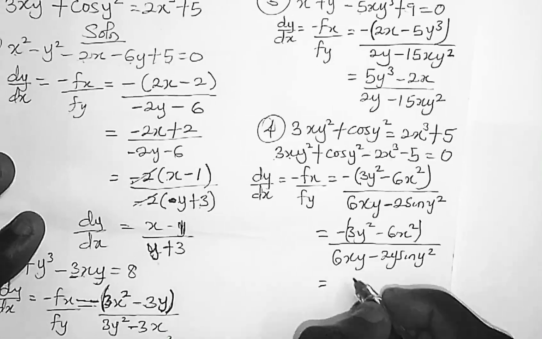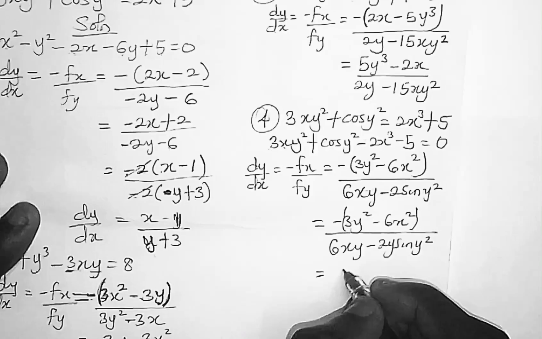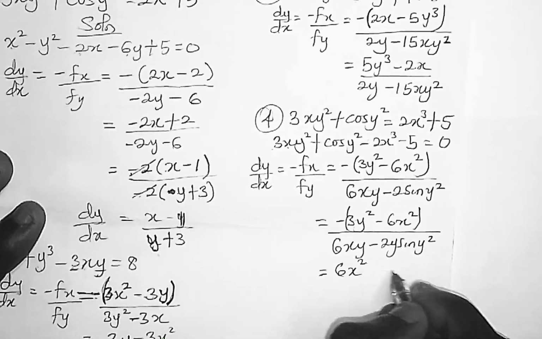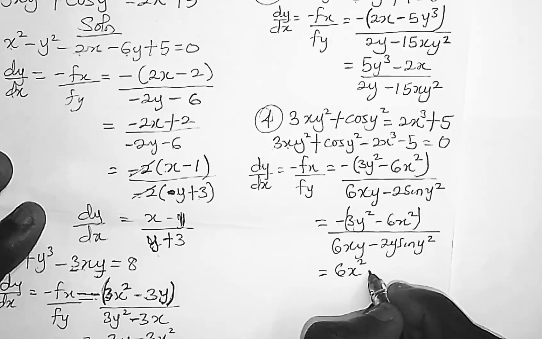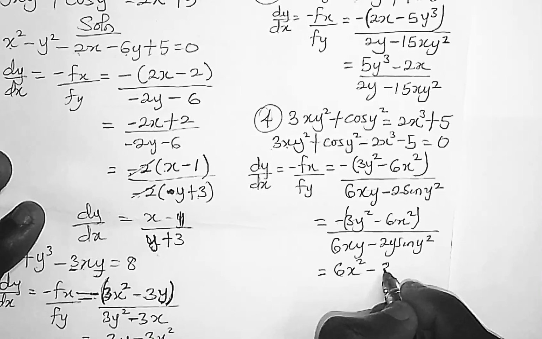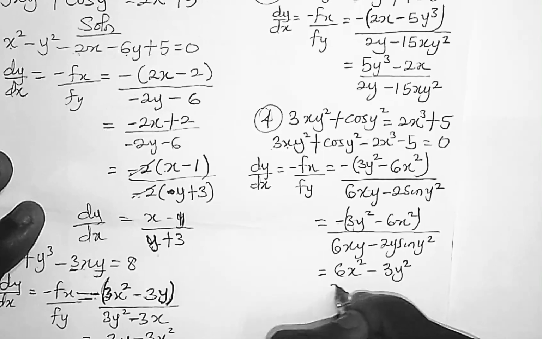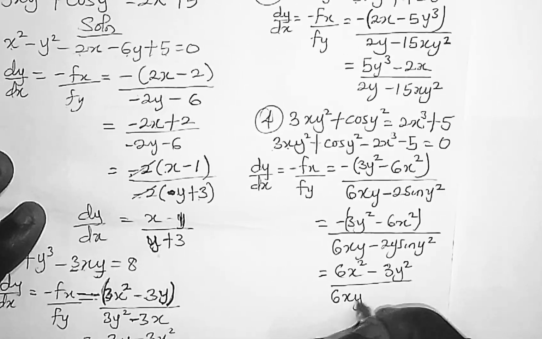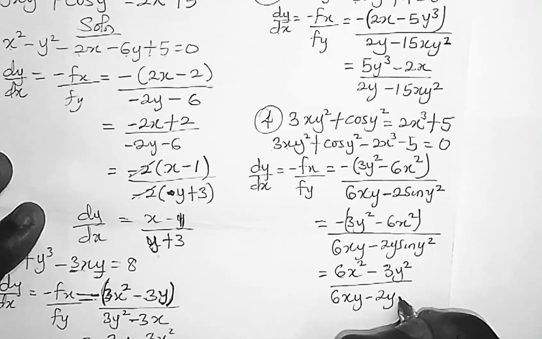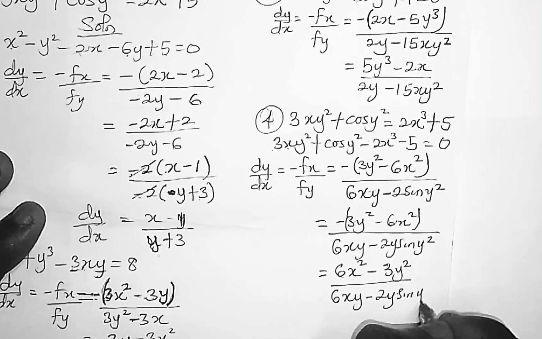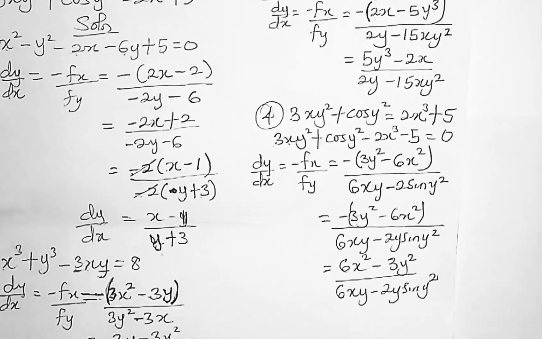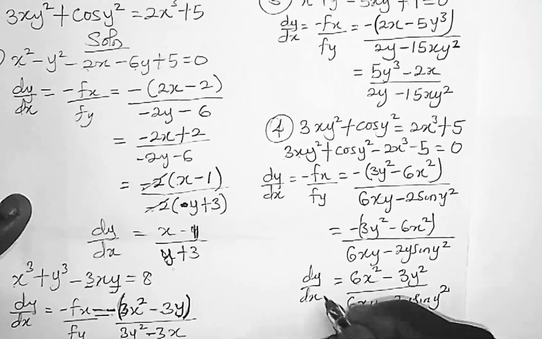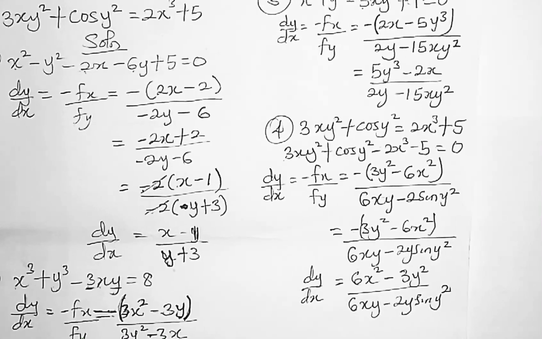I see that now. Open the bracket with the negative. Negative times negative will give us positive 6x squared. Then this times this will give us minus 3y squared, over 6xy minus 2y sine y squared. So that is your dy dx. So this is your final answer to this question.